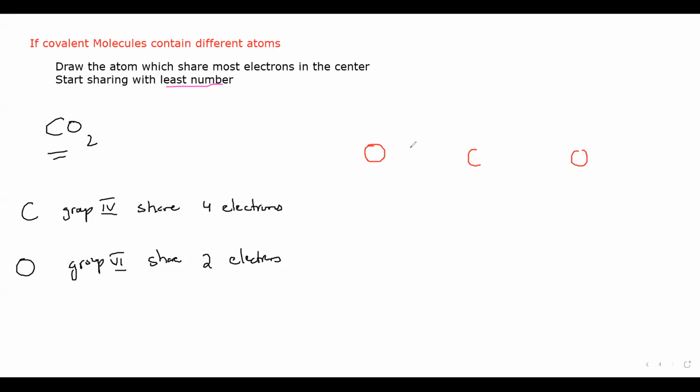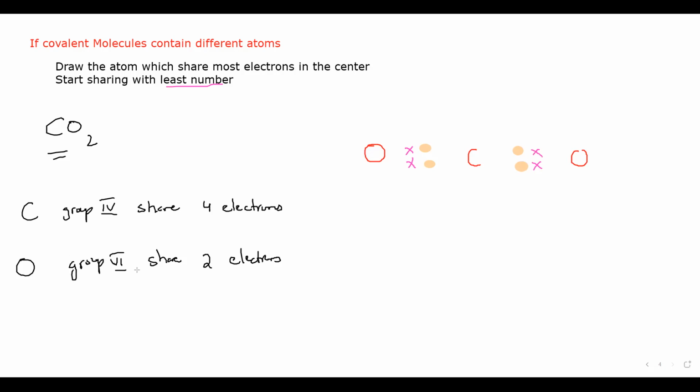So this oxygen shared 2 electrons. And this oxygen will also share 2 electrons. So if oxygen is sharing 2 electrons, carbon from that side can share only 2 electrons as well. Same thing on the other side: if this oxygen is sharing 2 electrons, carbon will share 2 electrons from that side.